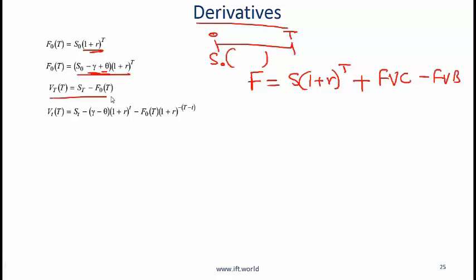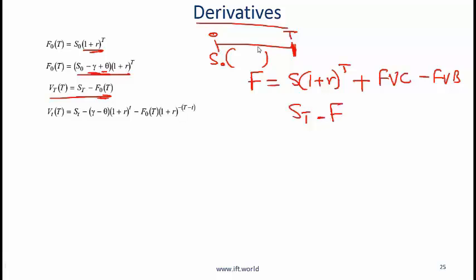Now moving to the value. The value of the forward contract at expiration, assuming no costs and no benefits, is given by this expression. It's the spot price at time T minus the forward price.